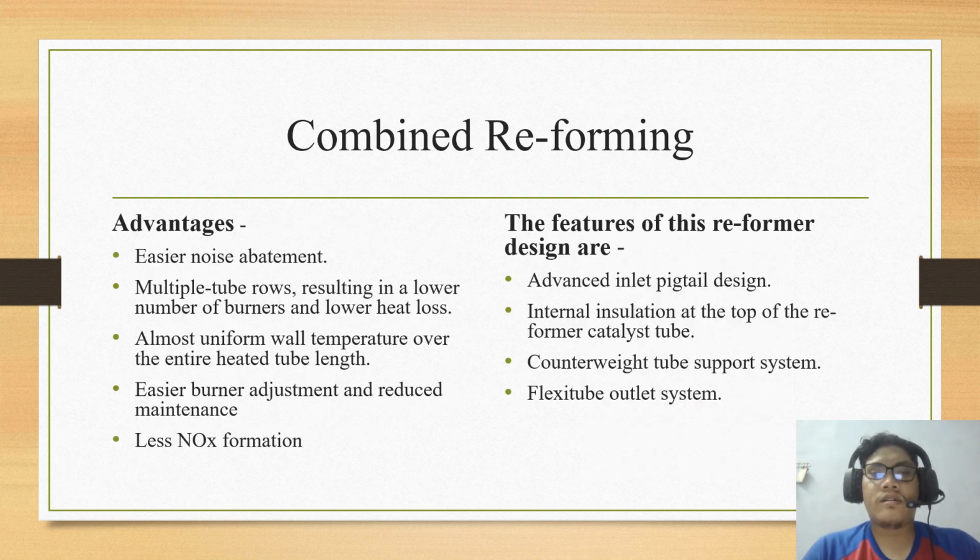The advantages of combined reforming: easier noise abatement, multiple tube rows resulting in a lower number of burners and lower heat loss, almost uniform wall temperature over the entire heated tube length, easier burner adjustment and reduced maintenance, less NOx formation. The features of this reforming design are an advanced inlet pigtail design, internal insulation at the top of the reformer catalyst tube, a counterweight tube support system, and a flexi-tube outlet system.